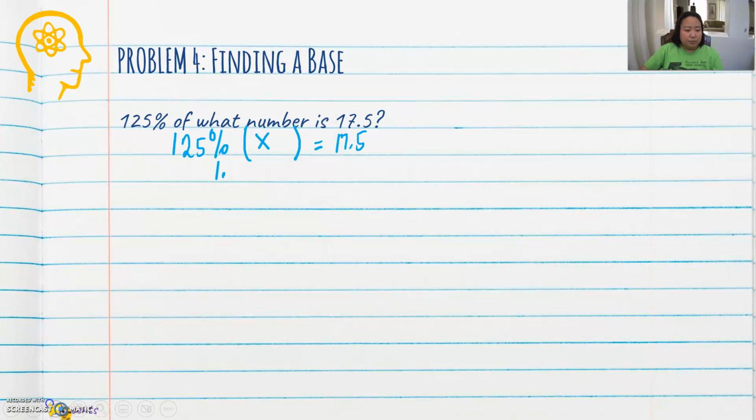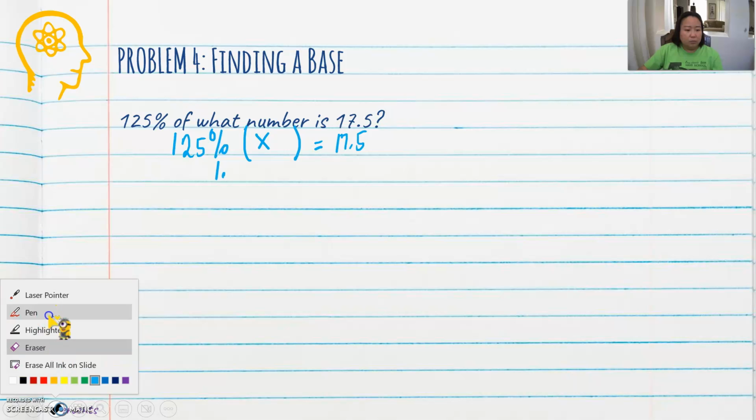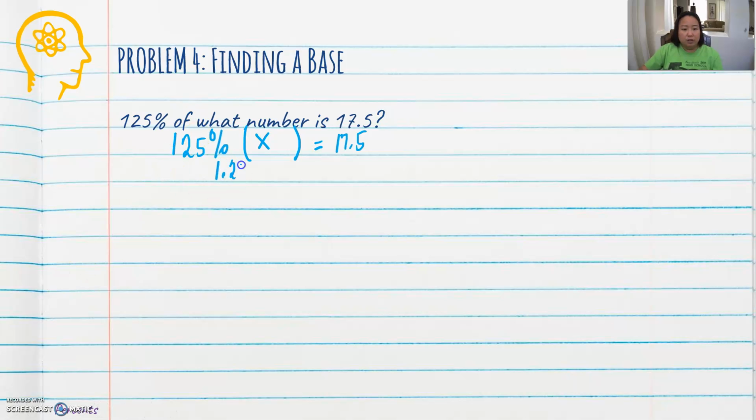So it's going to be 1.25 times x is equal to 17.5. And how do we isolate x? We divide both sides, okay? So you divide by 1.25, you divide by 1.25, and you will see that the x value, your missing number, is going to be equal to 14.